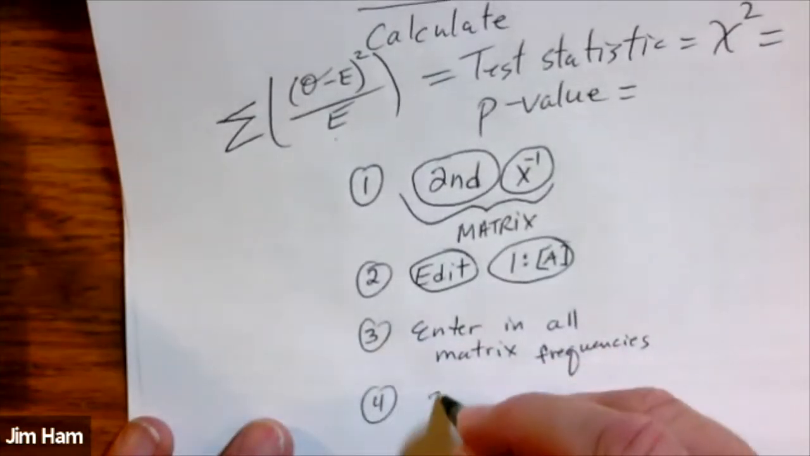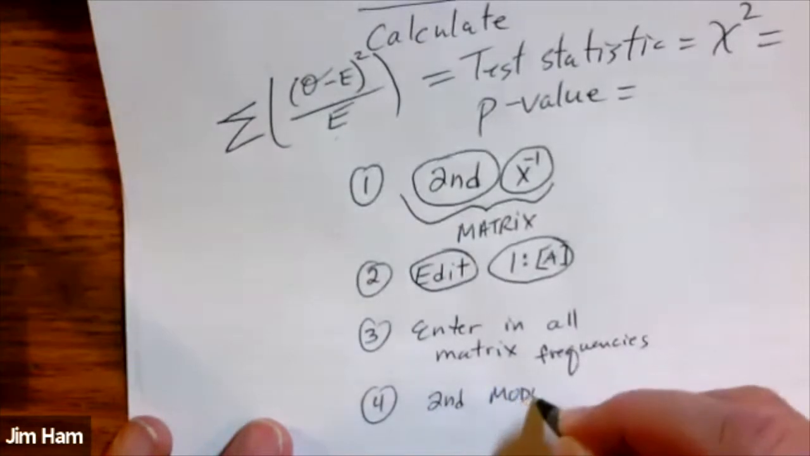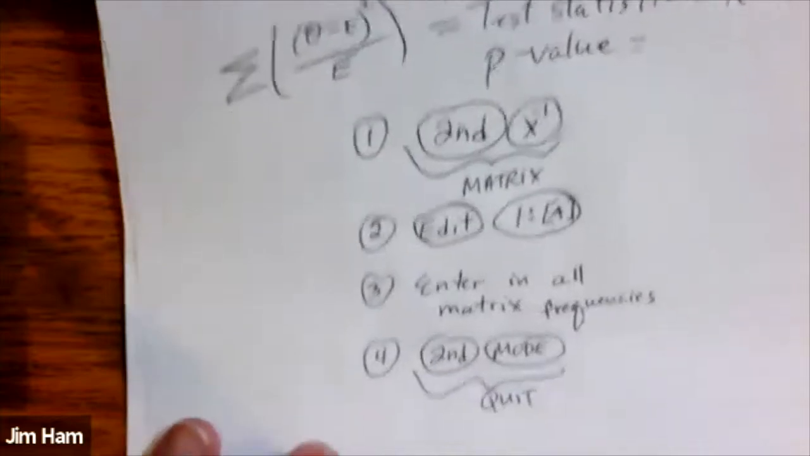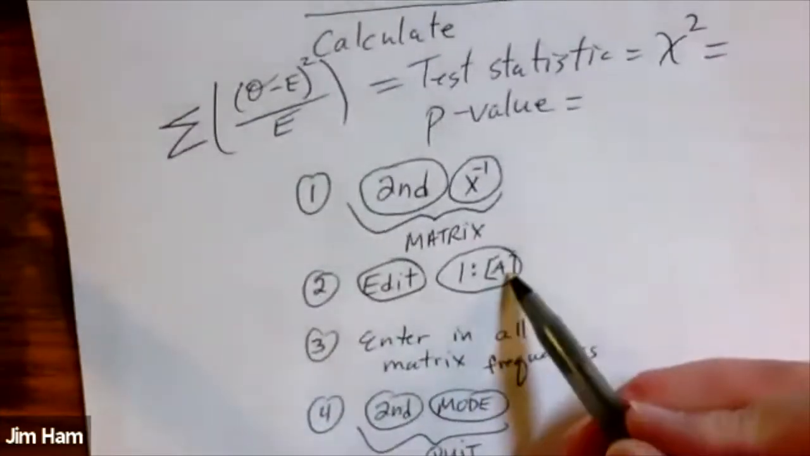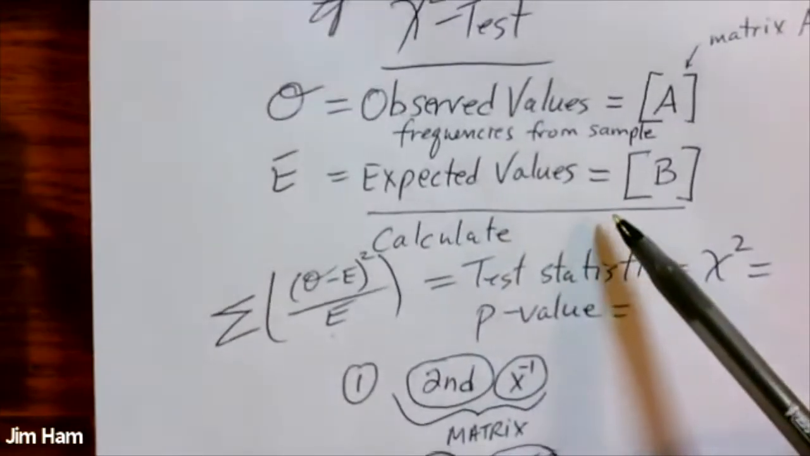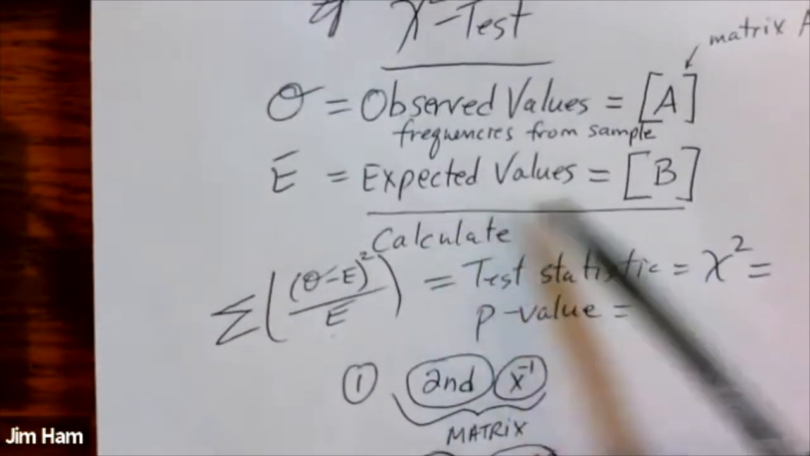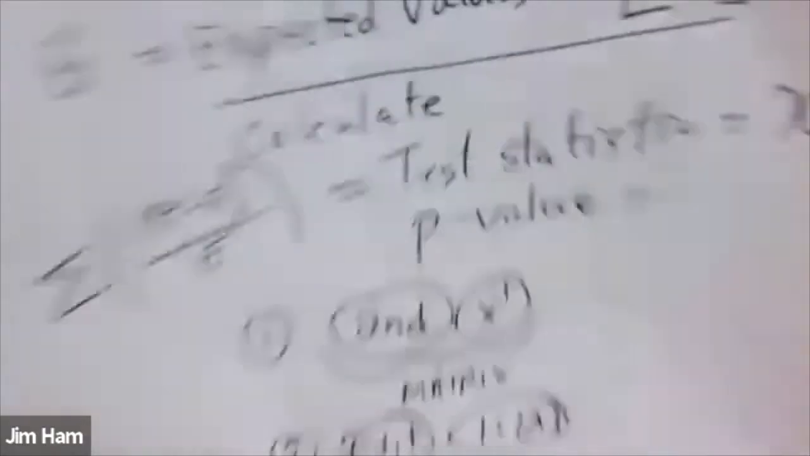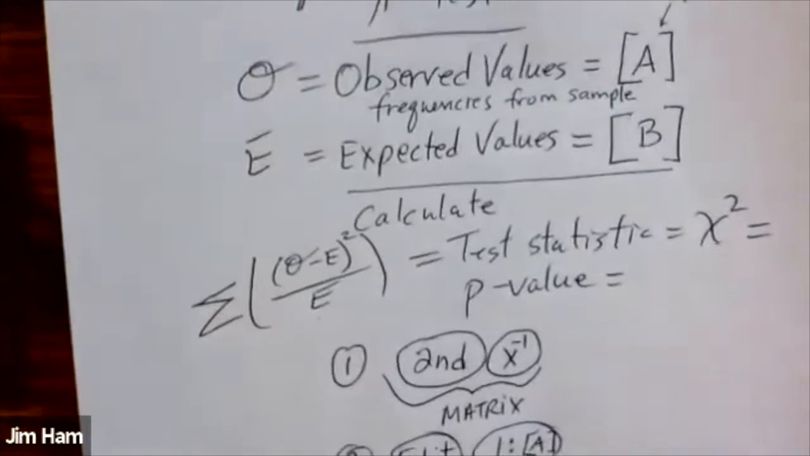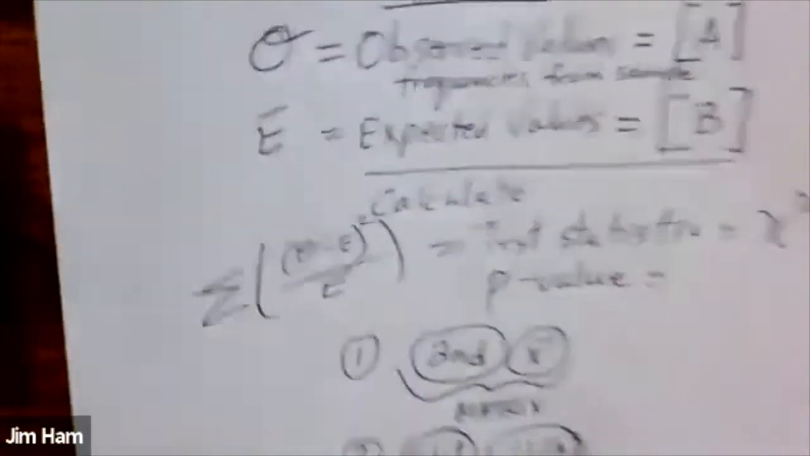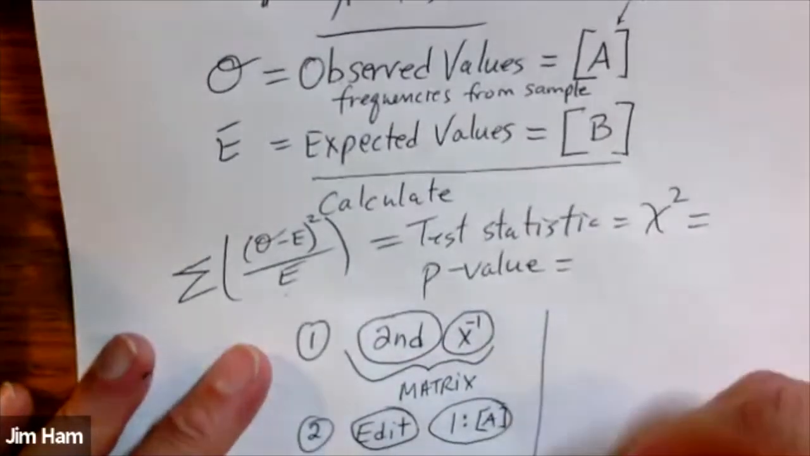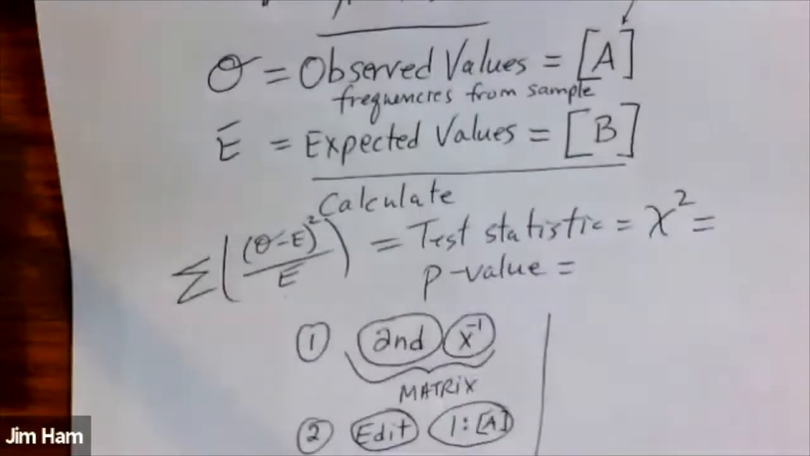And then you want to quit, second and then mode. When you do those 2 keys together, you quit. This takes you back to the home screen. All right, so that's the observed values. Now we got to consider the expected values in matrix B. But here's how you calculate the expected values. Our original assumption is that our 2 variables are independent. So if we're assuming that they're independent, then we can calculate the expected values, what we would expect these numbers to be, based on the observed frequencies.